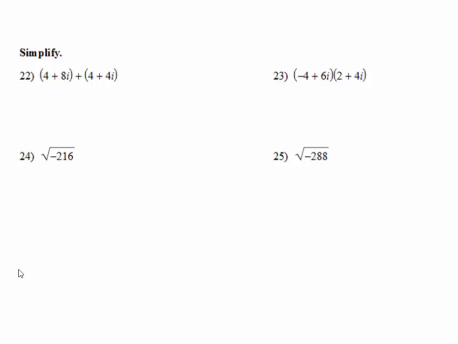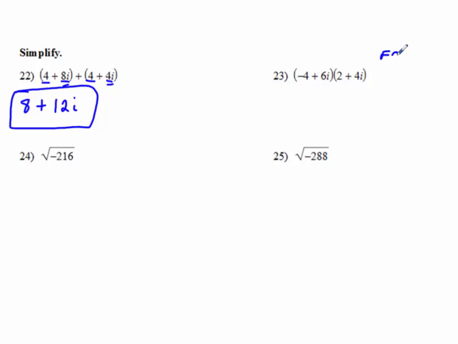On the next page, we've got i's. Remember that we treat i's a lot like we do x's, except when we get i squared, we change it to negative 1. So I'm adding, which means I just add like terms. 4 plus 4 is 8. 8i plus 4i is 12i. Notice that's not 12i squared, it's just 12i, because when we add things together, we don't change our variable. If you want to call i a variable in this case, kind of is.